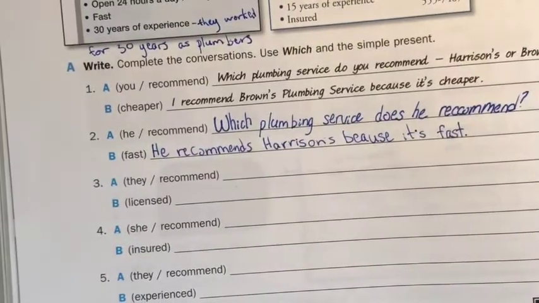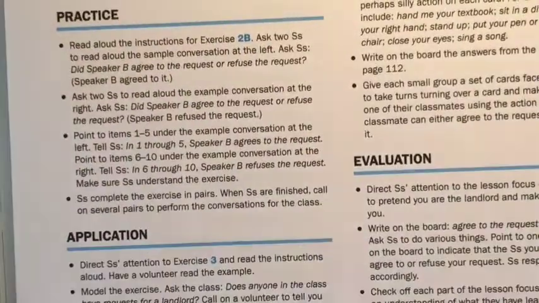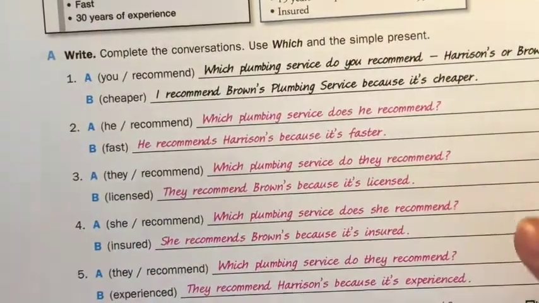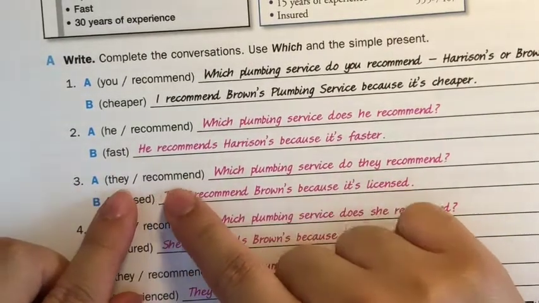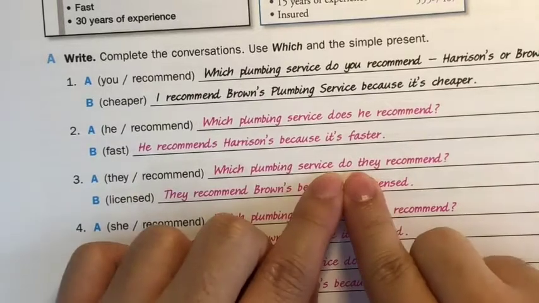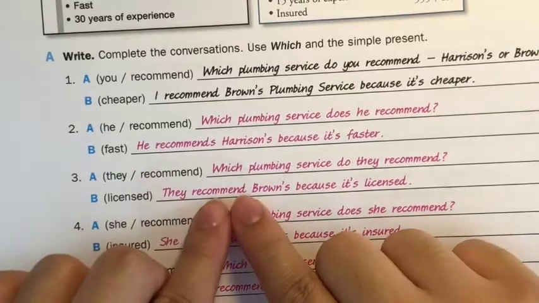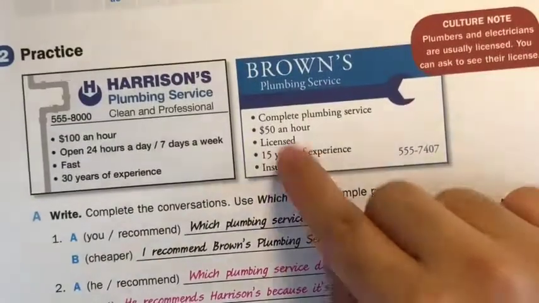Okay, so let's look at the answers. Give me 1 second. This book is very big. Okay. So here are the answers. Number 3, we have the words they and recommend. So when we ask a question, we use the word do. Which plumbing service do they recommend? They recommend Brown's because it's licensed. Brown's says they are licensed.